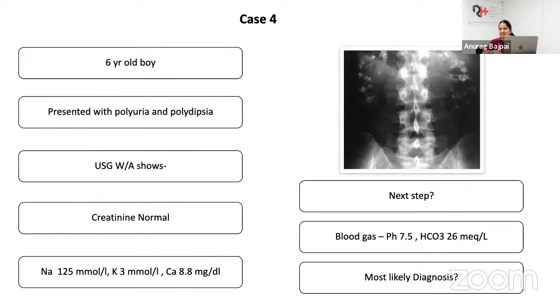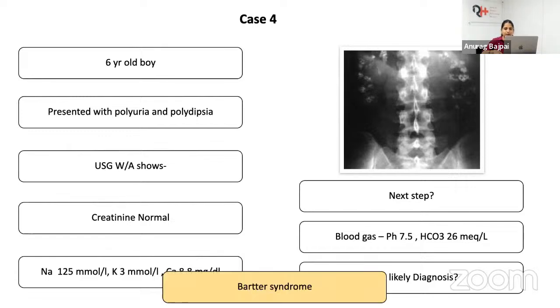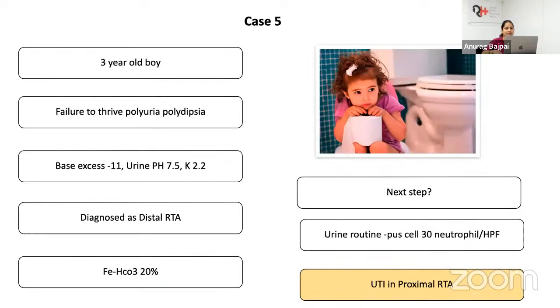Any answers? Yeah, definitely it is Bartter syndrome. Bifenamide. Okay. So we have a next case. We have a 3-year-old boy who presented with failure to thrive and polyuria and polydipsia. There was acidosis and urine pH was 7.5 and there was hypokalemia as well.